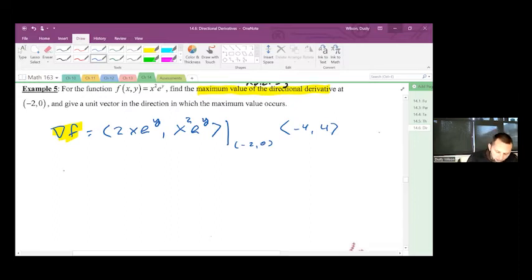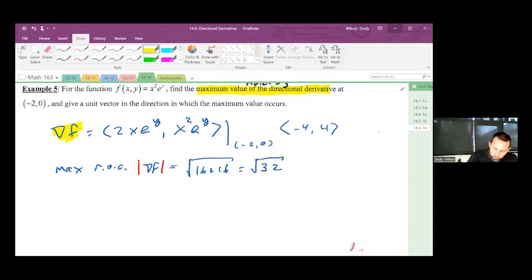We now want to find the max rate of change. That would be the same thing as the absolute value of that gradient, or in other words, the square root of 16 plus 16, or square root of 32. So this is our maximum rate of change, the steepest the directional derivative would ever be. And it leads to a logical question, which is, what's the direction that will happen in?